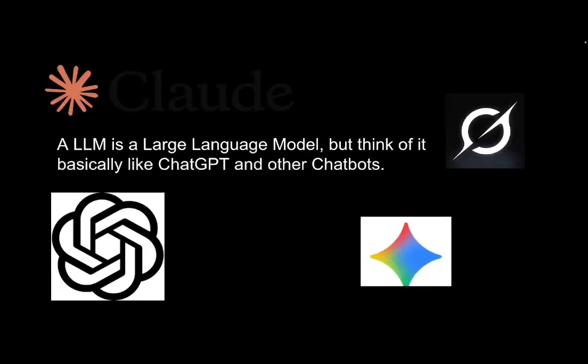And LLM stands for large language model, but think of it basically like a chatbot. So an LLM, as you can tell, large language model, is a language-derived AI. It responds to you and you talk to it by using language. That is why it's called a large language model. Pretty straightforward.